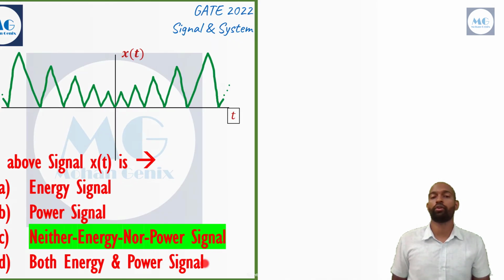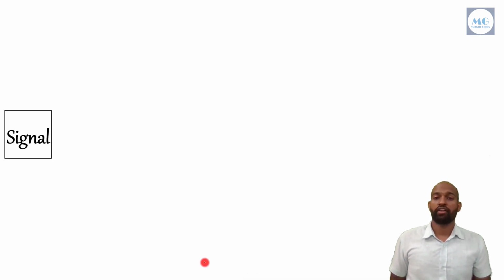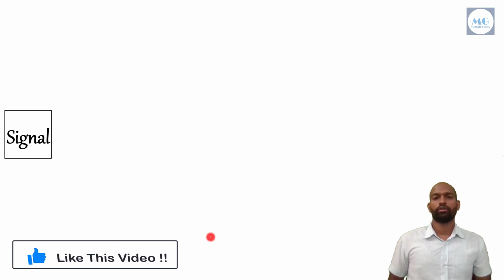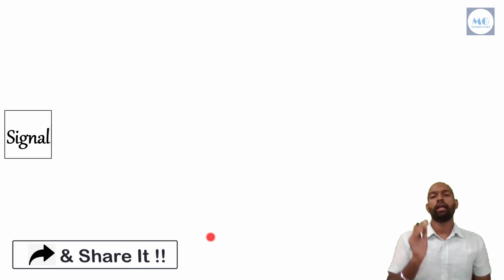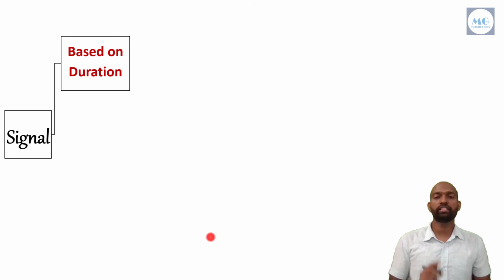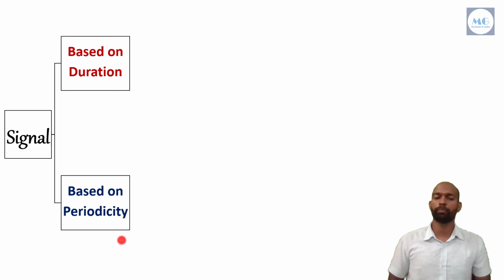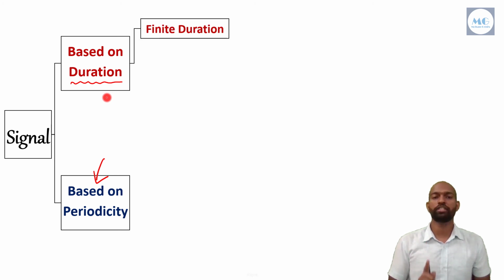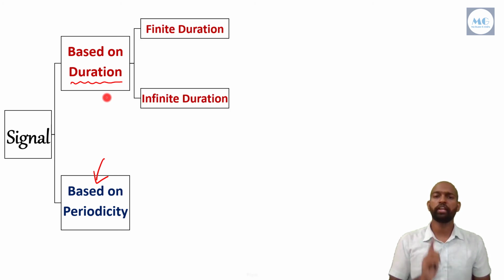Now let's move on to our chart, which is important for us. To find whether any signal is an energy signal, power signal, or neither energy nor power signal, we have to divide it into two categories. First category is based on duration, second category is based on periodicity. About this, I will describe to you all in my next lecture. For this lecture, we will concentrate only on duration. So based on duration, we can divide any signal into two kinds. First is finite duration signal, second is infinite duration signal.